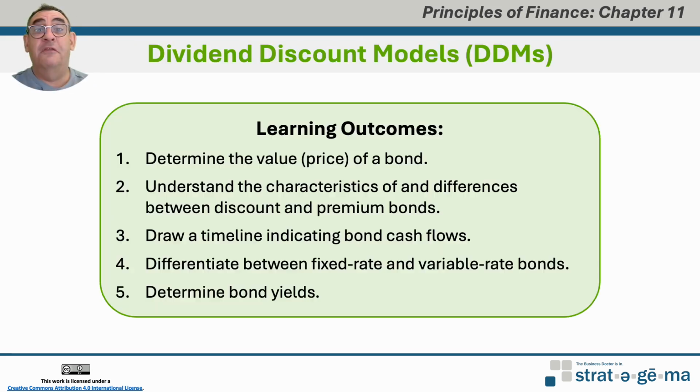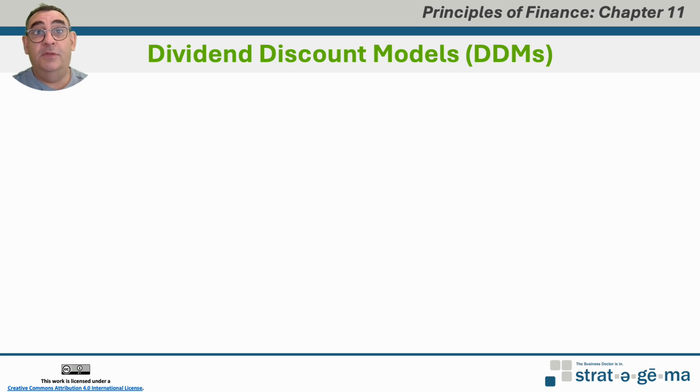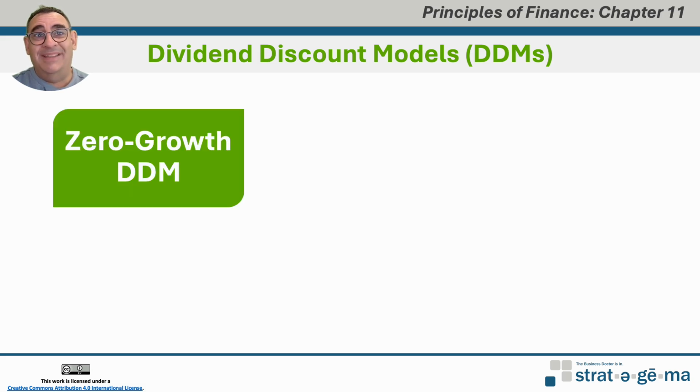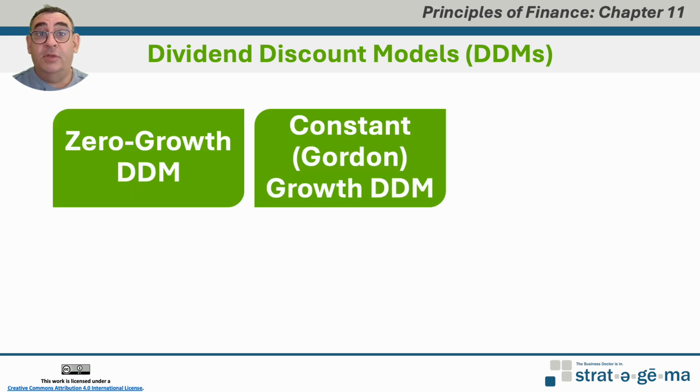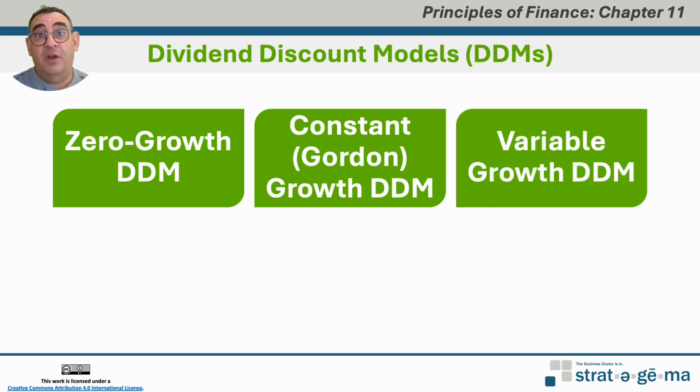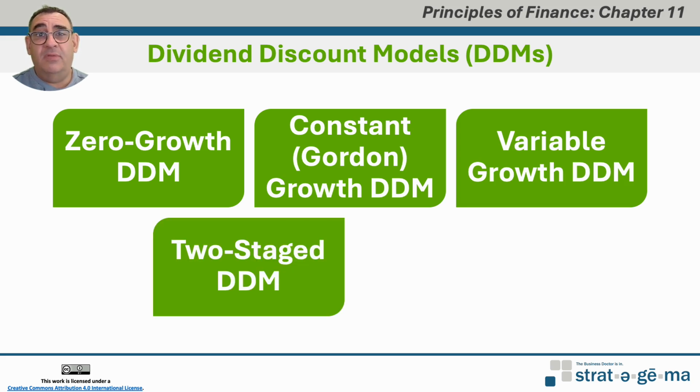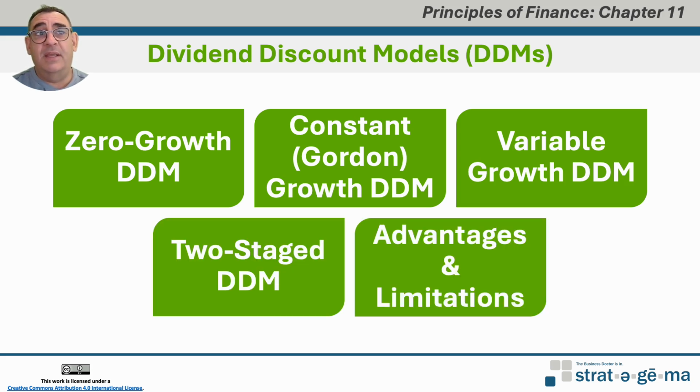Now we're going to get into the fun stuff. So this section 2 of the chapter deals with the dividend discount models, or DDMs. It's fairly technical, so there's going to be a bit going on here, but it's actually not going to be too bad. Here is where we're going to talk about zero growth DDM models, constant growth DDM models, also known as the Gordon growth model. We'll look at variable or non-constant growth models, two-stage DDM very briefly, and then round out with some advantages and limitations.